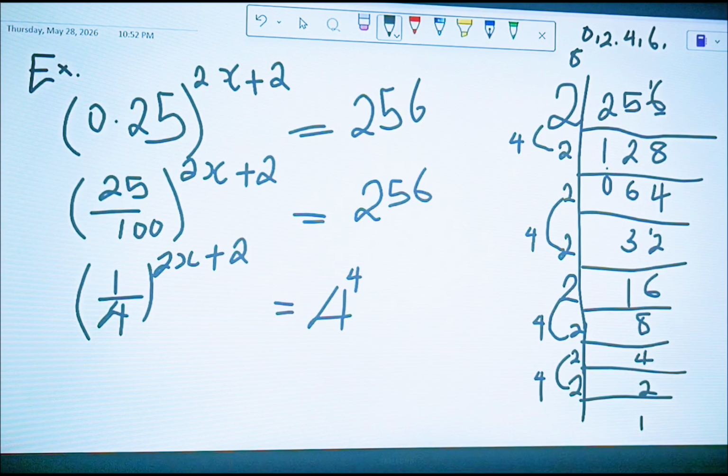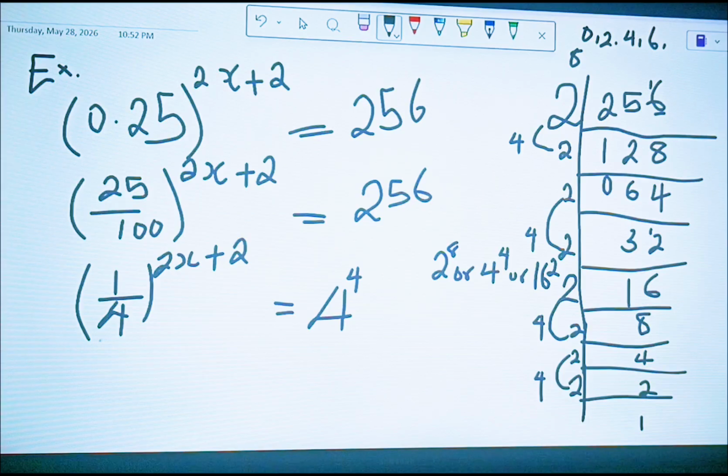So the number 256 can actually be written as 2 raised to the power of 8, or you can write it as 4 raised to the power of 4, or you can even write it as 16 raised to the power of 2. Now, the decision on which to go with depends on what you are looking at. Now, let's go back to the left-hand side.